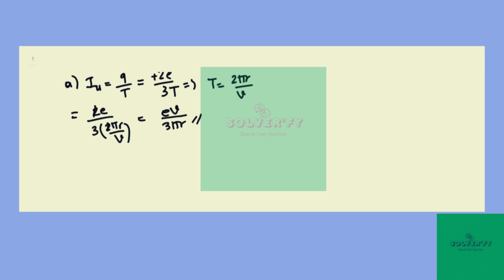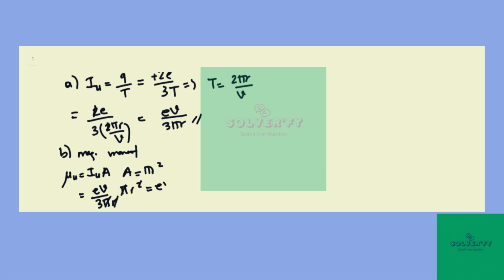Now in part B, we were asked to calculate the magnetic moment due to this current of an up quark. So mu is going to be I_U times the area, being pi r squared. Substituting for I_U, the current of a U quark, ev over 3 pi r times pi r squared. Pi's are going to cancel, r's are going to cancel. evr over 3 is going to be our magnetic moment for an up quark.